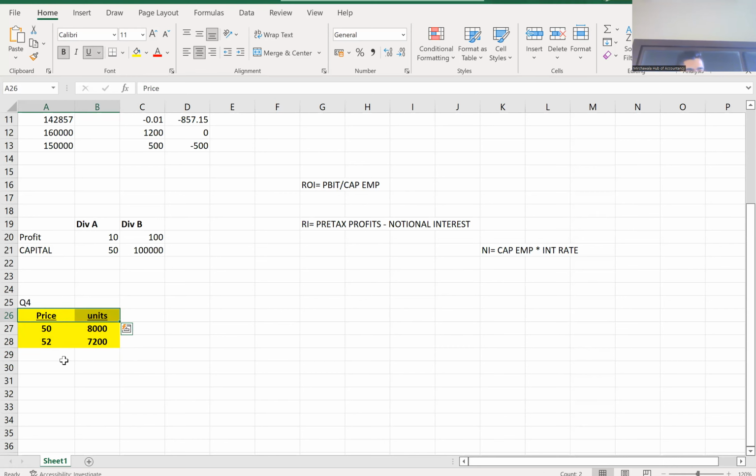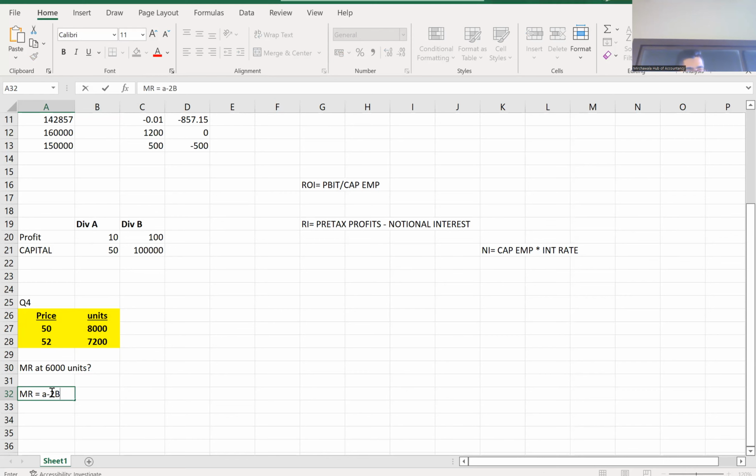Now the requirement is, what is marginal revenue? Marginal revenue is MR at 6,000 units. Very easy question of pricing. Okay, we all know the equation of MR. Whenever asked to find MR, the equation of MR is A minus 2BQ, right? So we just need to find A, B, and Q. You will get MR.